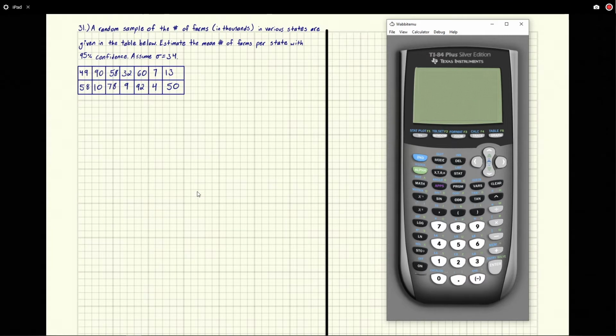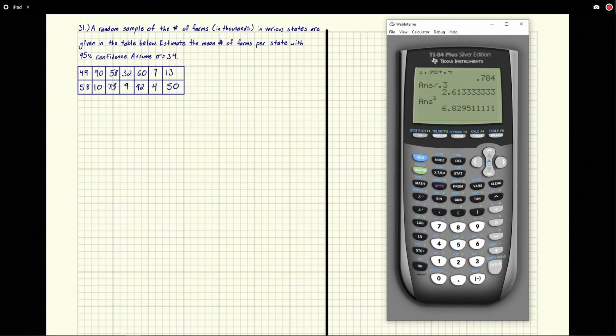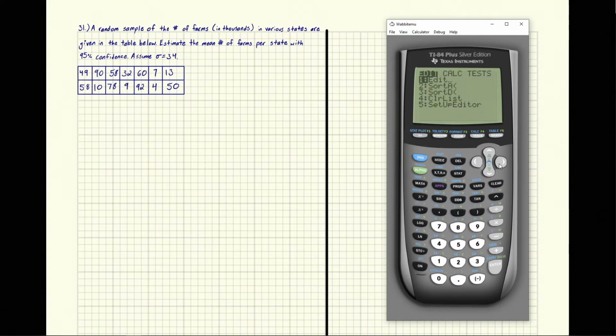So first up, we'll do the calculator way. First, identify the problem. It says estimate the mean. So immediately we know that we are doing a confidence interval question, because estimate the mean is a dead giveaway of that. So what we're going to do is hit on, and we need to put all these numbers in our calculator. So we're going to go to stat and then number 1 for edit.